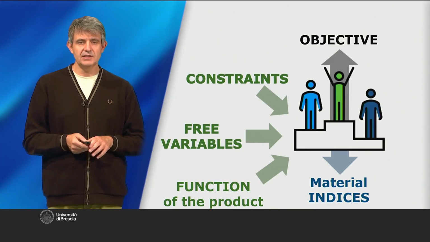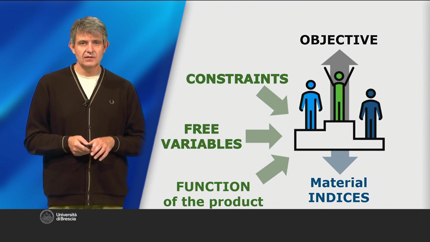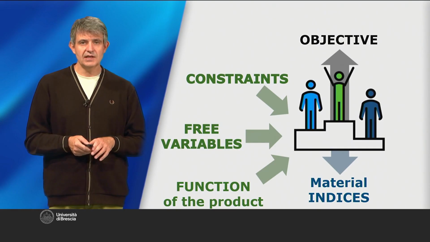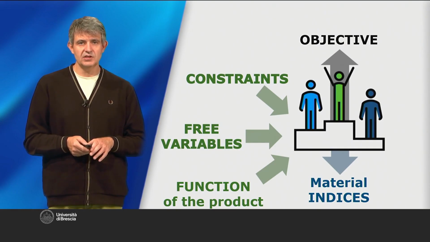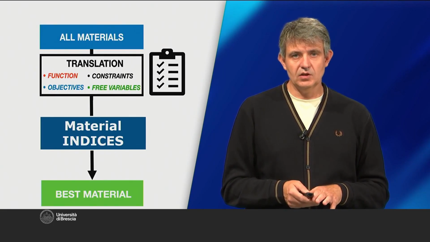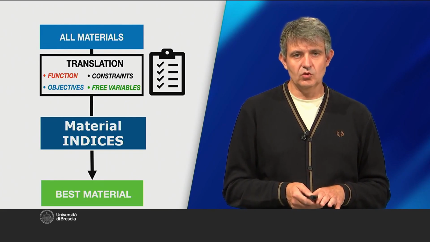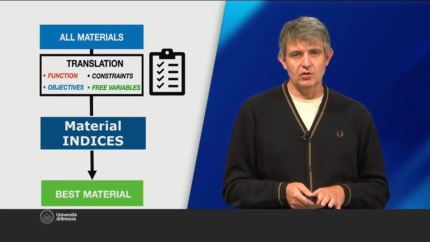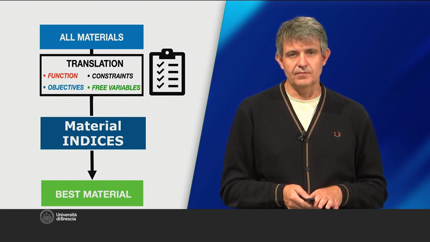This means that, in addition to the objectives, the constraints, the free variables, and the very function of the product itself all contribute to identifying the specific performance index of the material. Or, in other words, the project translation, in which all these parameters are described. Gathering and specifying them is the first step to take in order to formulate the performance indices, which are then used to evaluate the best material for making a specific product.